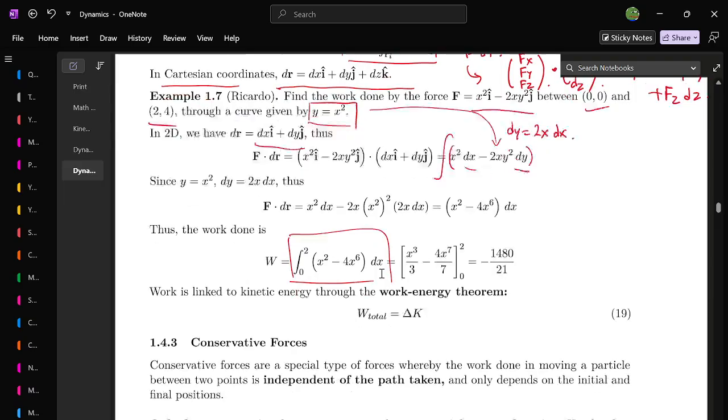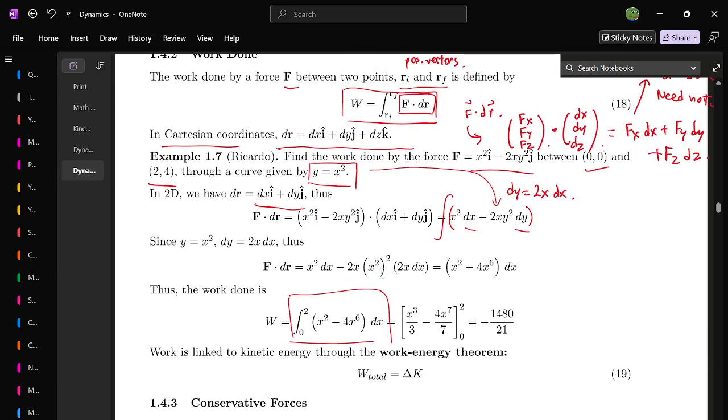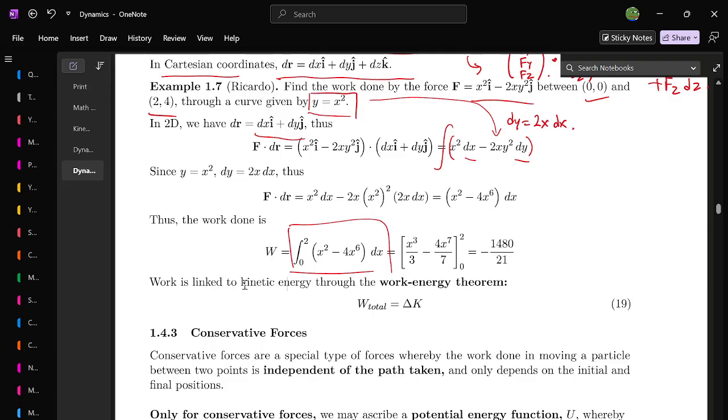So just always integrate. The steps are to first find your F dot dr and then you integrate. As simple as that. You also have the work energy theorem, which links your work to the change in kinetic energy. So your total work is just the change in kinetic energy.